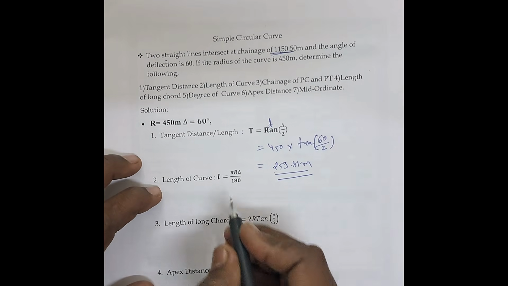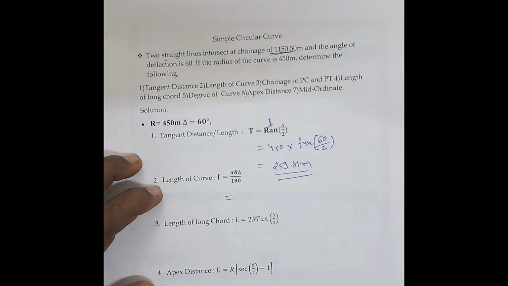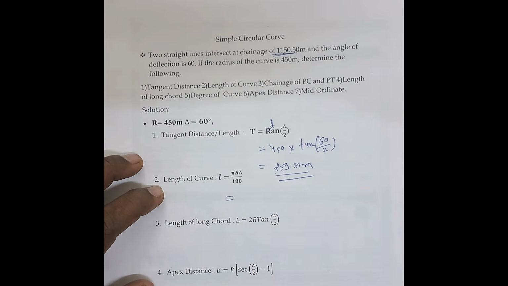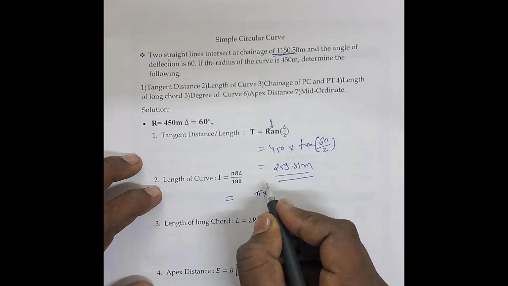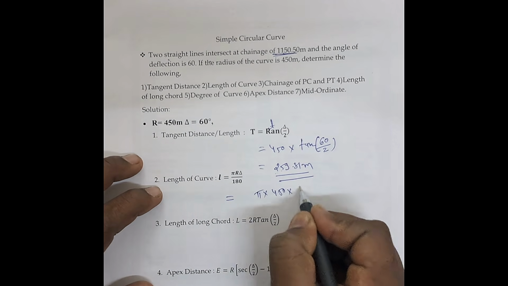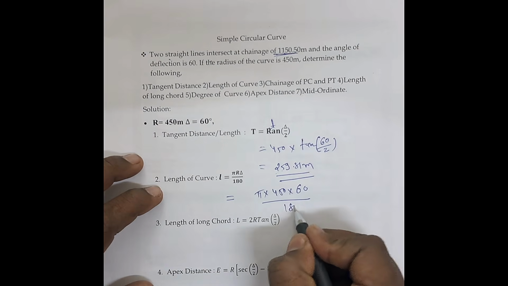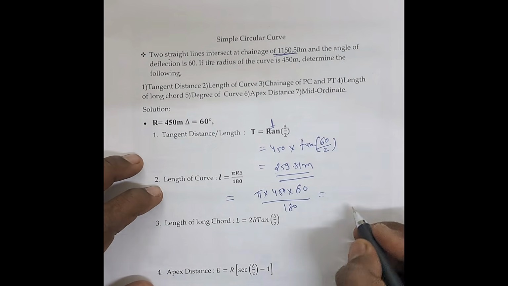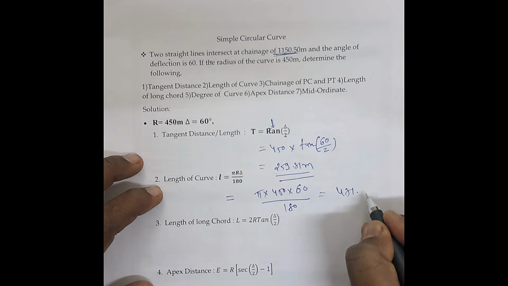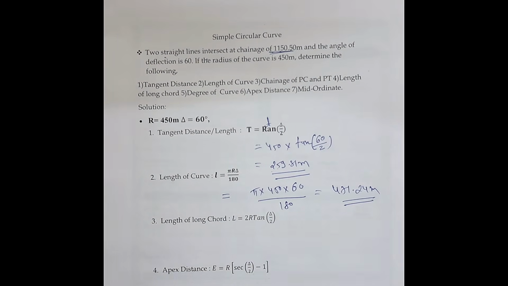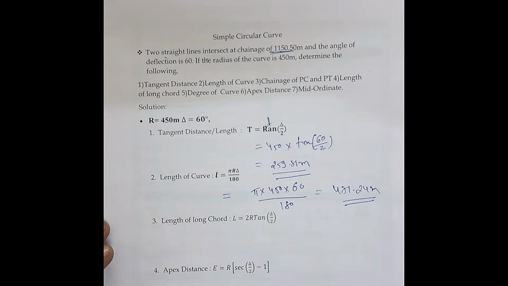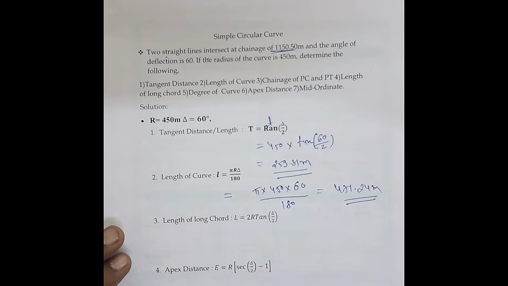Okay, next one is the length of the curve. You know the common equation, that is pi R theta by 180. As theta we have delta, and the 60 degrees is mentioned, so just put the value. We know the value of pi, and you can solve using the calculator. Then 450 and 60 divided by 180. This will give us the value 471.24 meter. This is the total length of the curve from where our curve starts to where it is going to end.